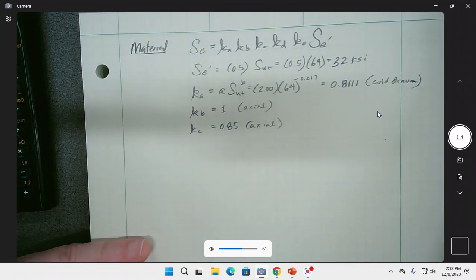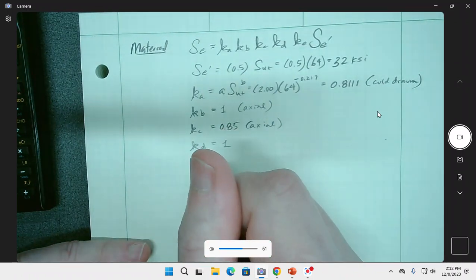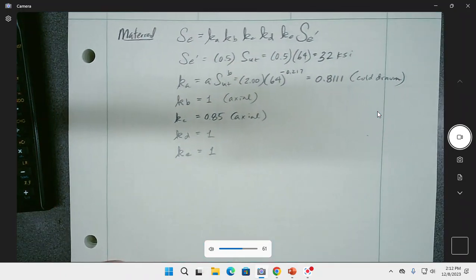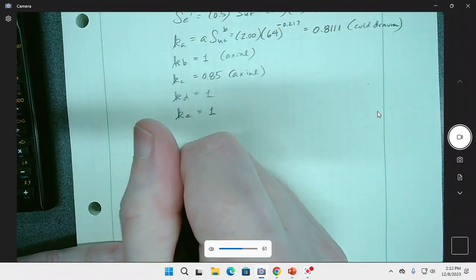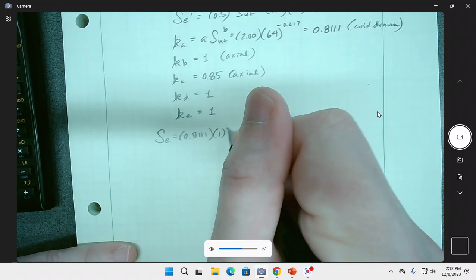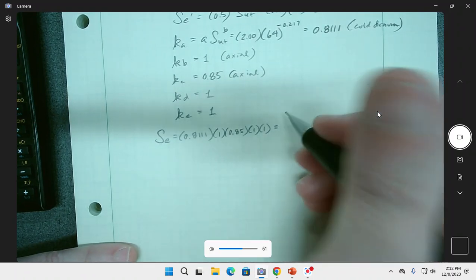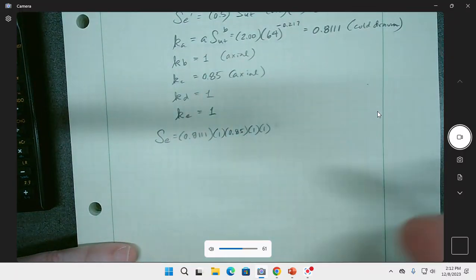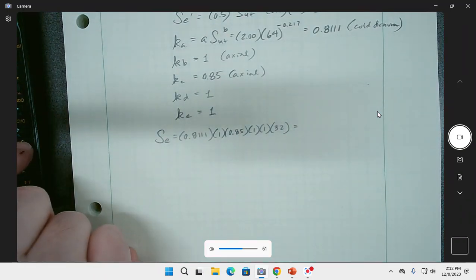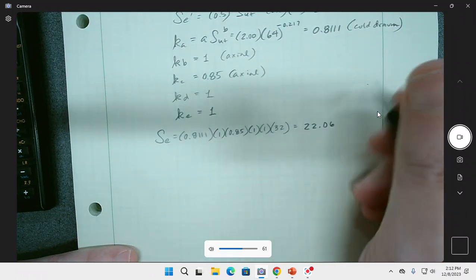The problem didn't say anything about the temperature, and it didn't say anything about reliability. Therefore, we can get our SE: 0.8111, 1.85, 1, 1. Whoop, I forgot something. 32. And so we get 22.06 KSI.